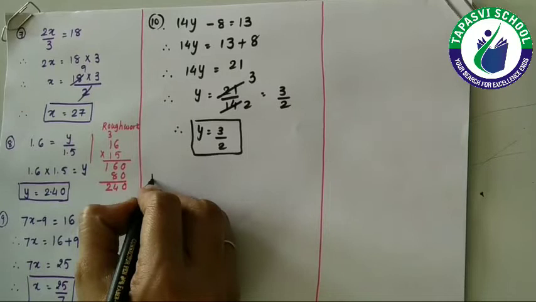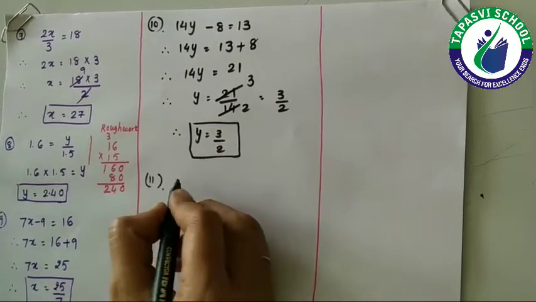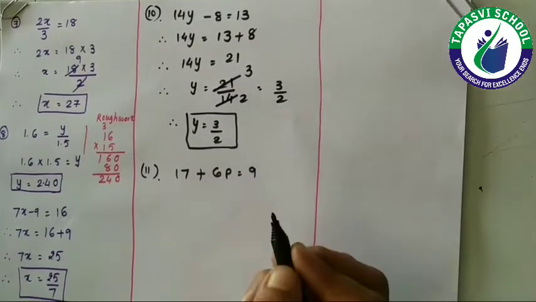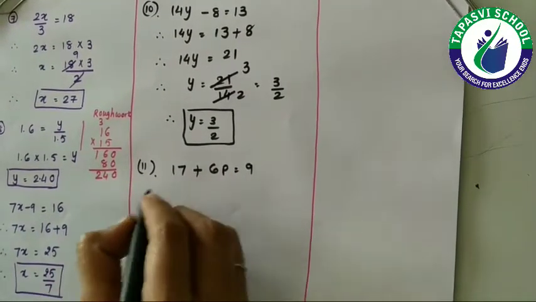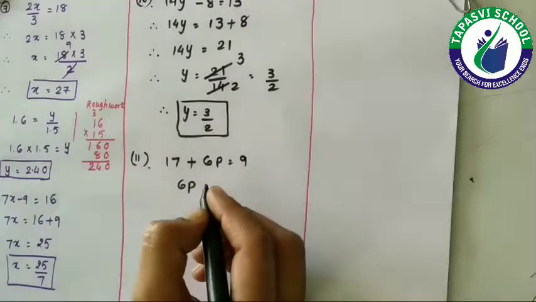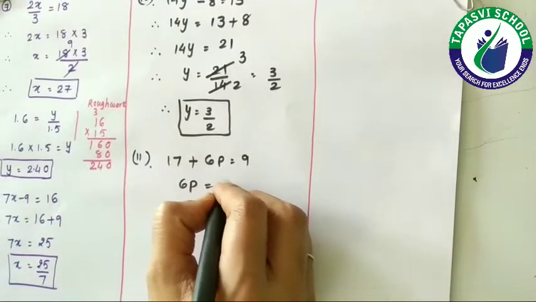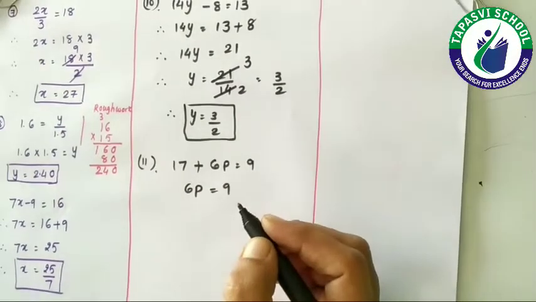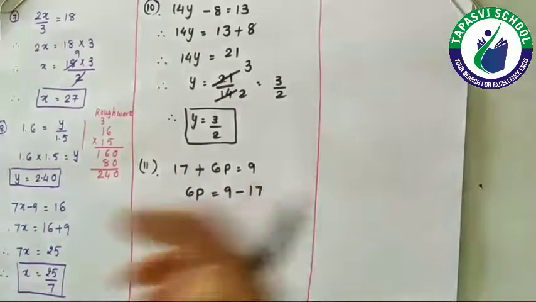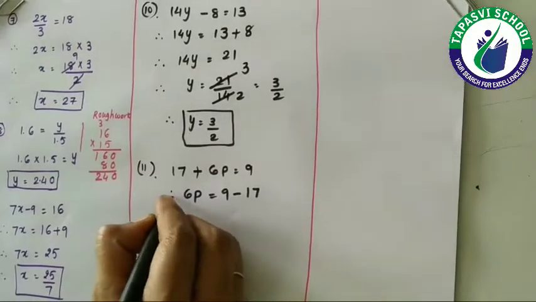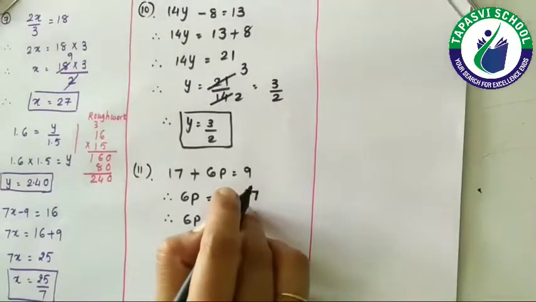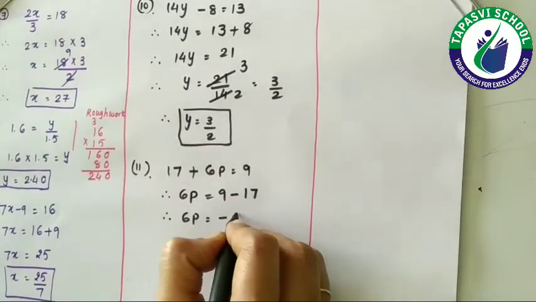11th sum, it is given 17 plus 6p is equal to 9. Now here students, 6p is my variable term, so it will remain as it is. 9. Here plus 17 will come this side, it will become minus 17. Now again 6p will remain as it is, minus 17 plus 9, that is minus 8.